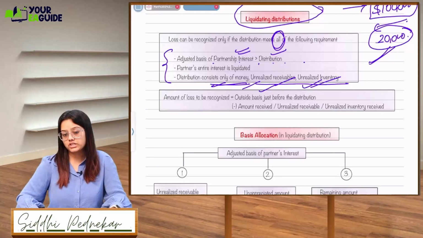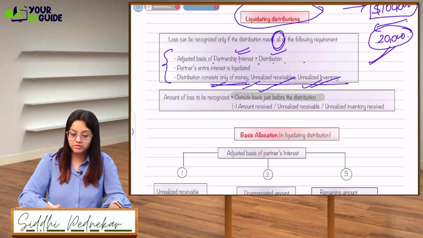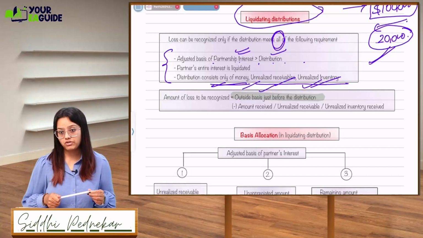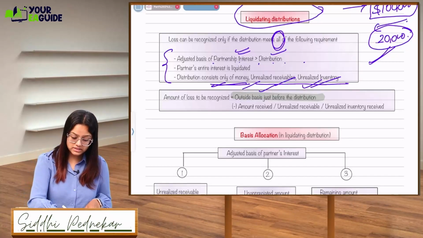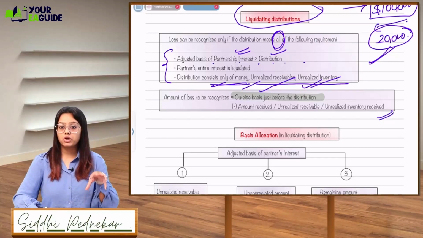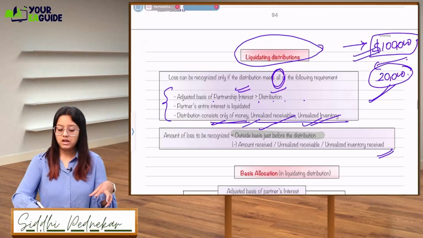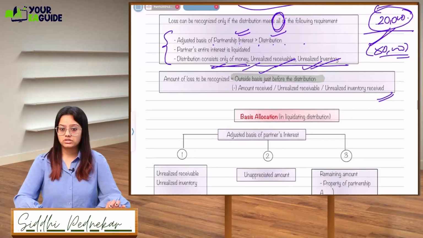Amount of loss to be recognized: what is the amount of loss? Outside basis just before the distribution, minus the money received or unrealized receivable or unrealized inventory received. All these three things you can reduce from your outside basis. What is the outside basis? I have already explained that. Outside basis is nothing but the partner's adjusted basis. So what is the partner's adjusted basis in our example? $1 lakh, we are going to reduce it by the $20,000. So the $80,000 which is the loss will be recognized as a loss.